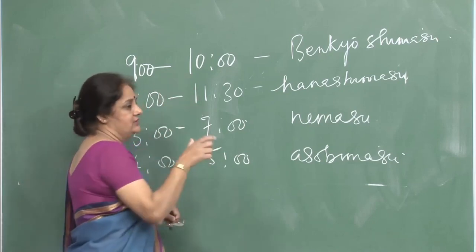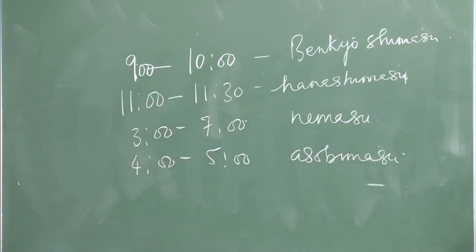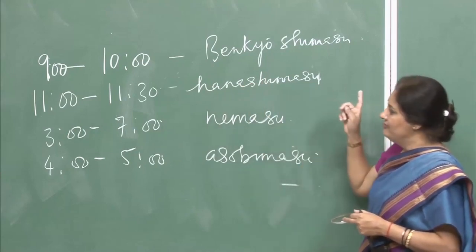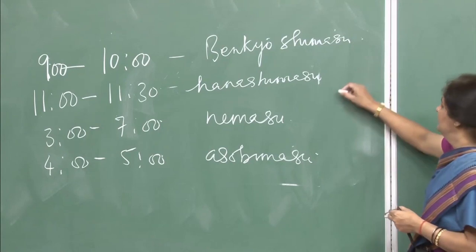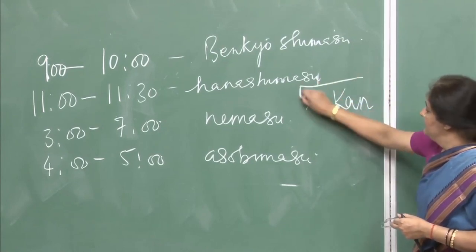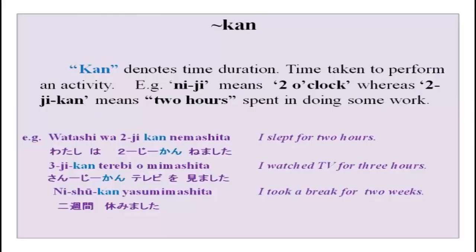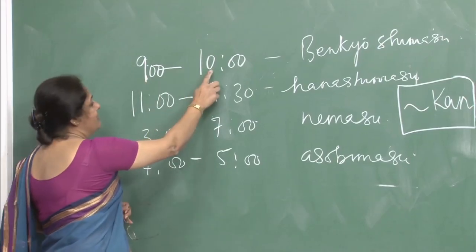So, what is this called? This time span, this period, it is called kan. Kuji kara juji made benkyou shimasu. So, you study for an hour from 9 o'clock till 10 o'clock, for a period of 1 hour. So, that period of 1 hour is called kan. Kan denotes time duration. For example, niji means 2 o'clock, whereas niji kan means 2 hours spent in doing some work. So, watashi wa niji kan nemashita. Sanjikan terubi wo mimashita. Nishukan yasumimashita.